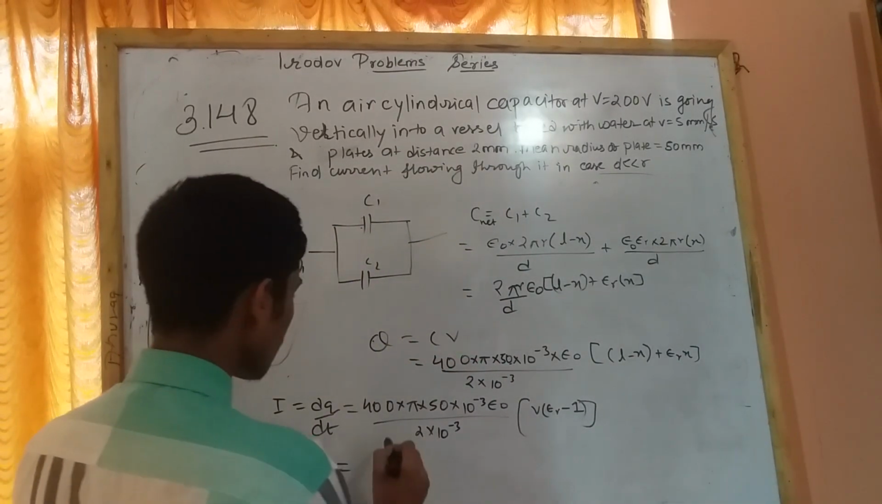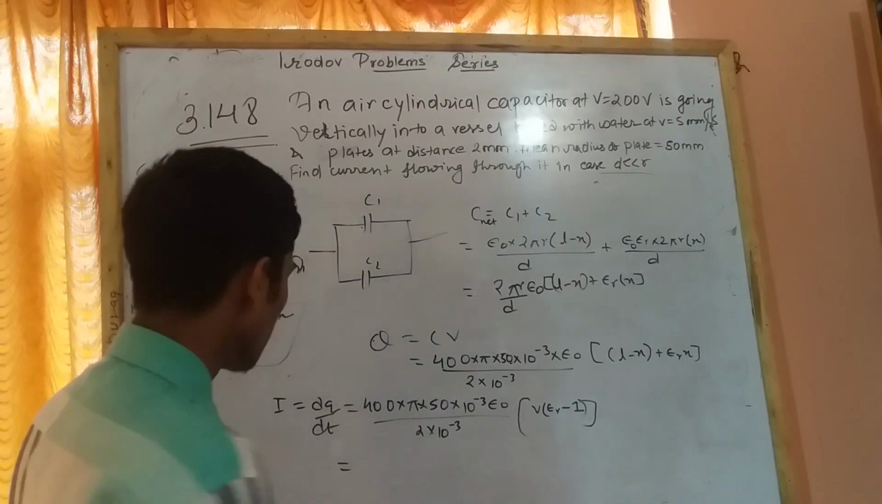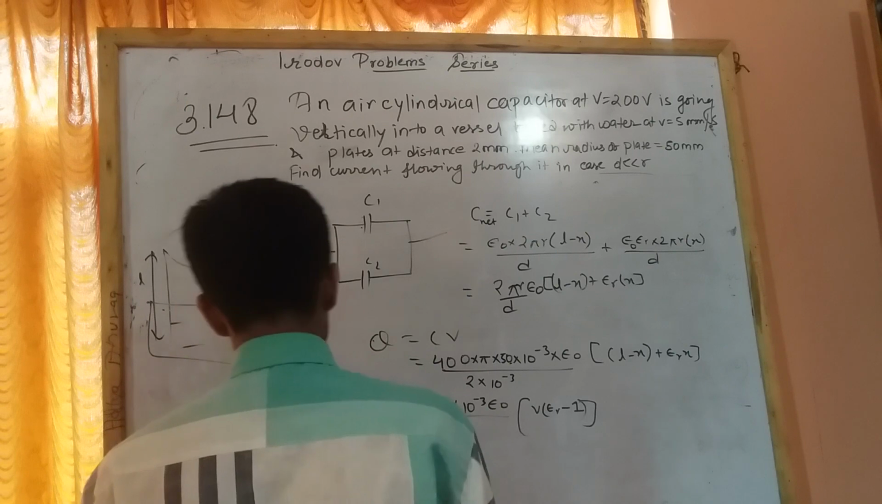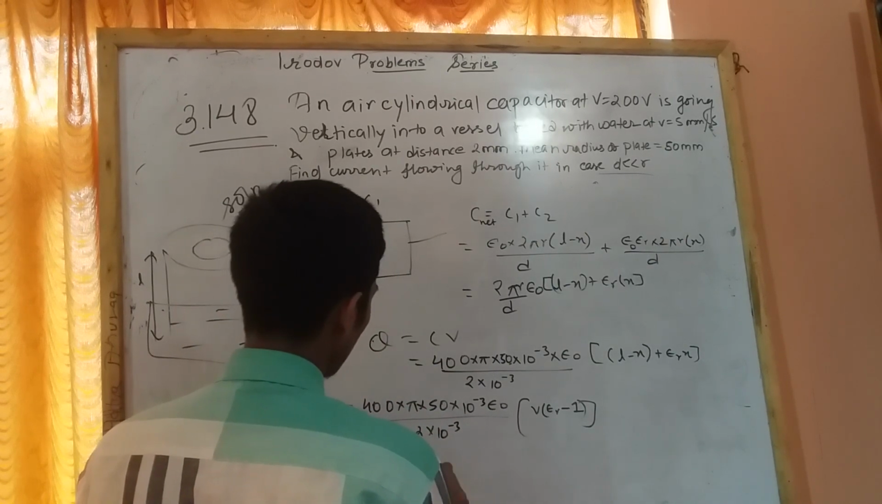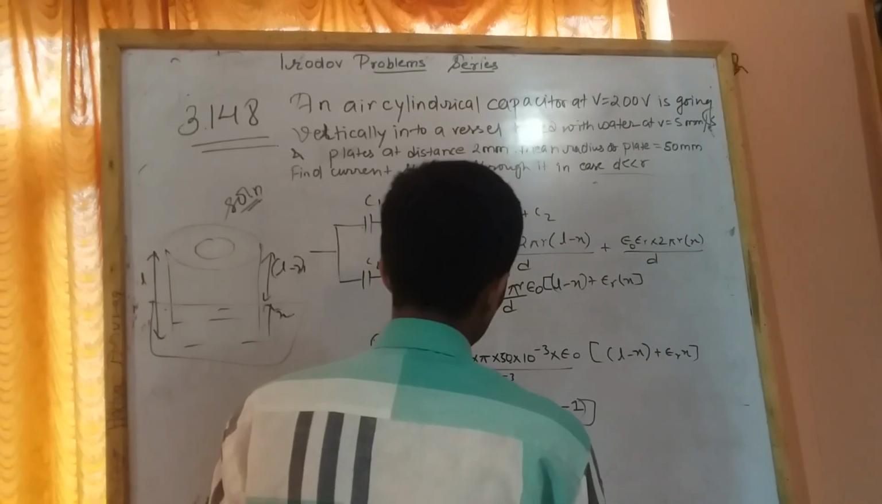Now putting in the values, with epsilon r equals 80, we get the current to be 0.11 into 10 power minus 6 ampere, or simply 0.11 microampere.